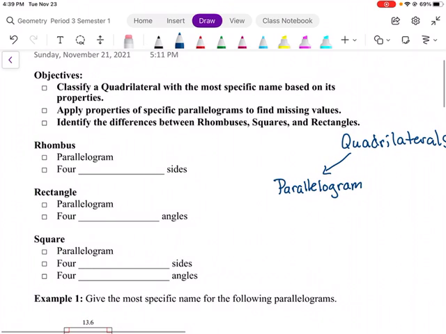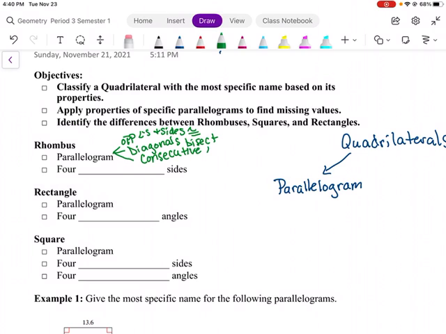So the first type is a rhombus. A rhombus is a parallelogram. So those 5 properties that we talked about in a parallelogram are all true for rhombuses, which means they have opposite angles congruent and sides. The diagonals bisect each other. Consecutive angles are supplementary. Let's see, that's 1, 2, 3, 4. And it has 2 pairs of parallel lines. So all of those things are true for a rhombus.